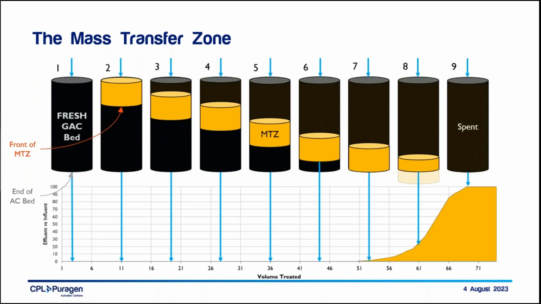Column 8 represents when the front of the mass transfer zone has passed the end of the carbon bed and the concentration of emissions will be seen to be increasing. And column 9 represents once the mass transfer zone has passed out the carbon bed, leaving all the carbon fully spent.